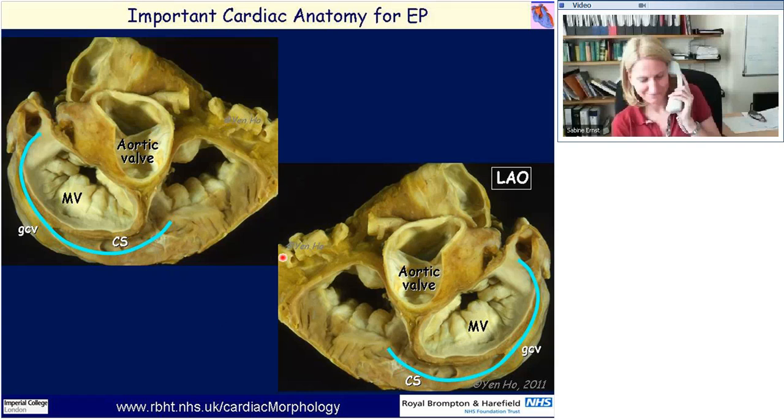And I've used the same image and flipped it over the other side so you can get an impression of the LAO view, with the aortic valve in the middle and the curvature of that coronary sinus great cardiac vein course.